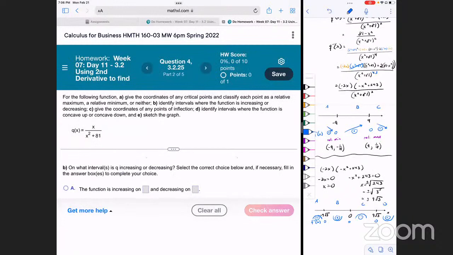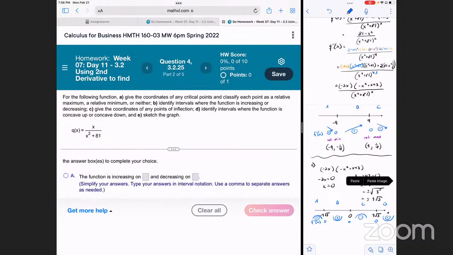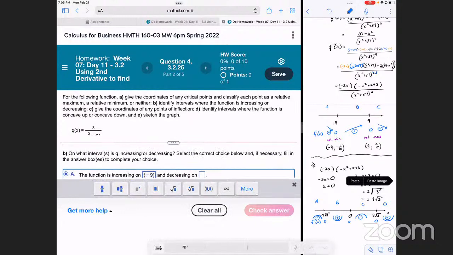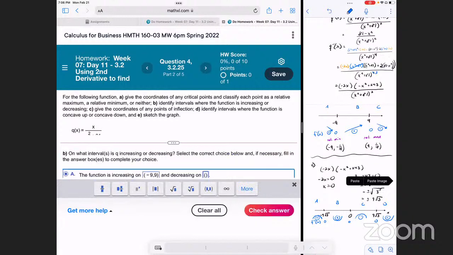Intervals, is it increasing or decreasing? You can kind of see it on the right hand side. We got that it's increasing between negative 9 to 9. And we got that it's decreasing in a couple of intervals. Use a comma to separate additional answers. It's decreasing from negative infinity up until negative 9, and it's decreasing from 9 to infinity.